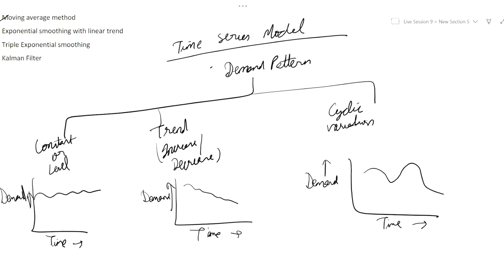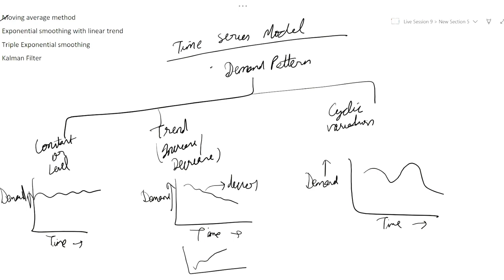Okay, this is just an example. Here it decreases. Again, if we have the curve like this, it will be increasing. Now, in the constant type of pattern, there are very slight fluctuations. In the trend pattern, there are long-term upward or downward movements in the demand data.